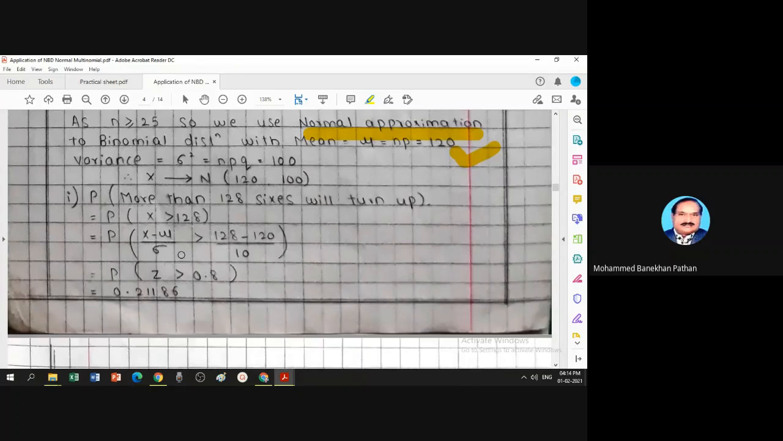Now we want to solve the problem. What is bit number 1? Probability that more than 128 sixes you will get in the experiment. That means probability X greater than 128. Transform X to Z: X minus mu by sigma. So 128 minus mu by sigma. Sigma is the root of variance. This is Z greater than 0.8, directly by using the statistical book.